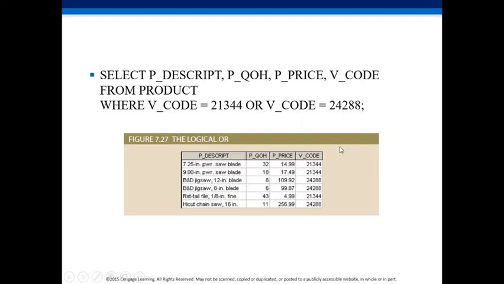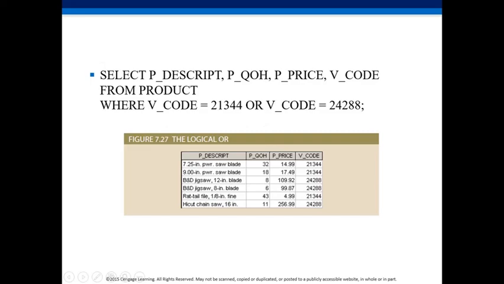So for example, if the V code of a specific product is 21344 but it's not 24288, it still satisfies the condition, so that row passes. With the OR operator, either one of them can be met in order to pass. So if it's 24288, so it's not 21344 but it is 24288, it enters the output.